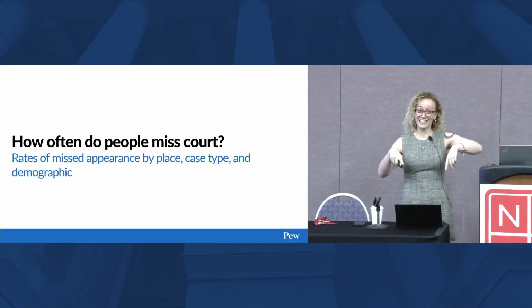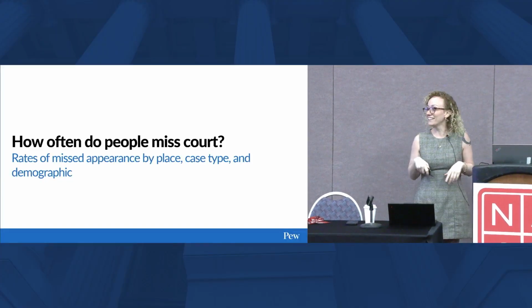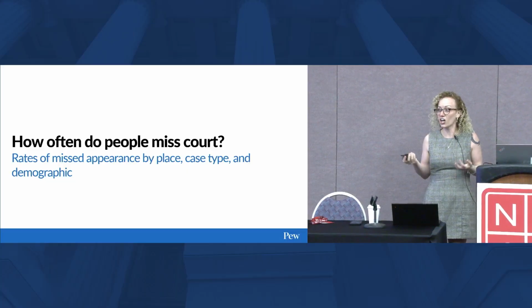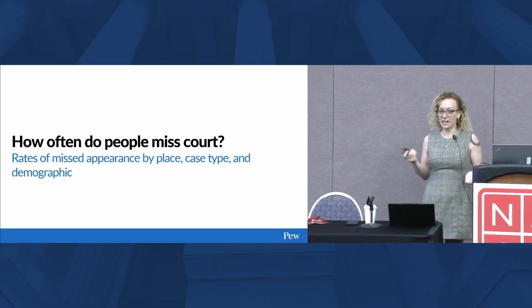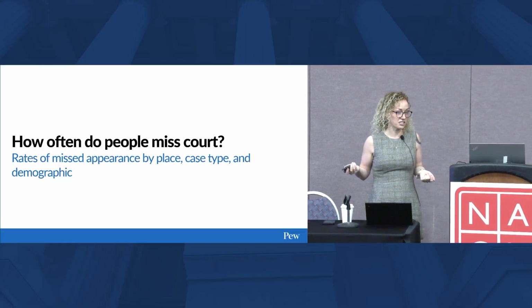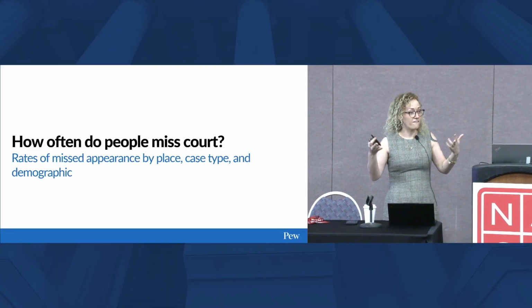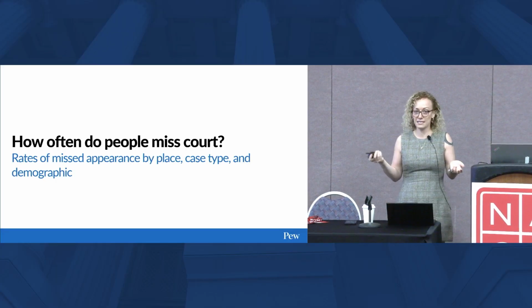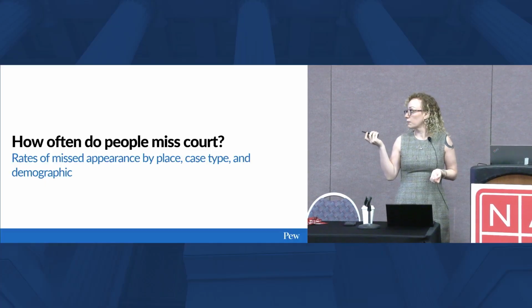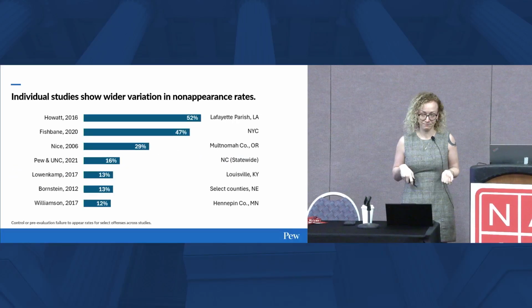Yeah, I'm not seeing a lot of hands. And it's hard to track, right? It's hard to collect the data, and not a lot of places do it consistently across jurisdictions. Another thing that makes it hard to track is that there are a lot of factors that influence missed appearance rates. So we're gonna start by talking about geography.